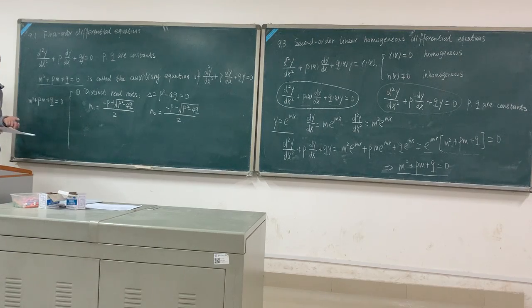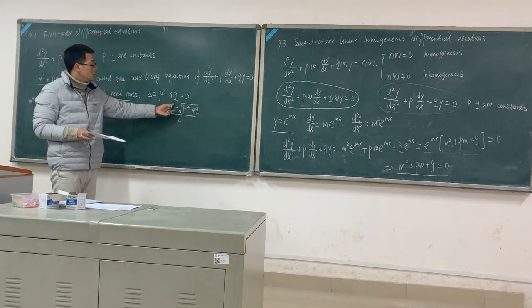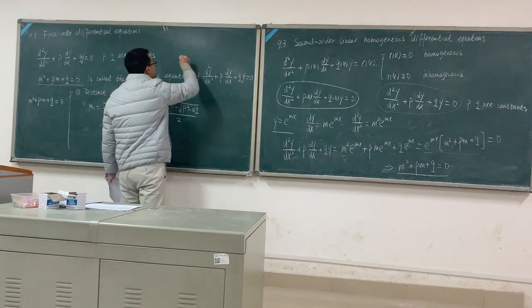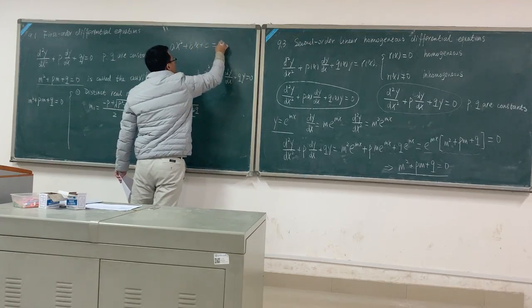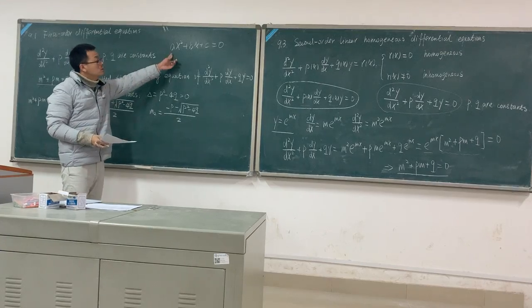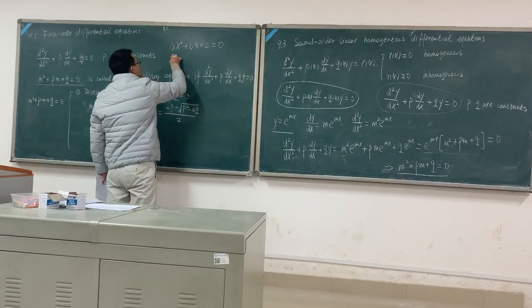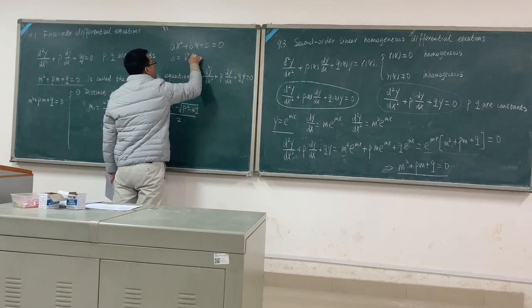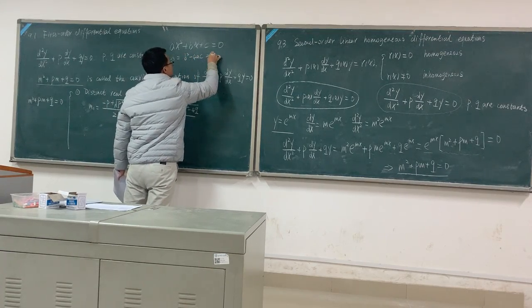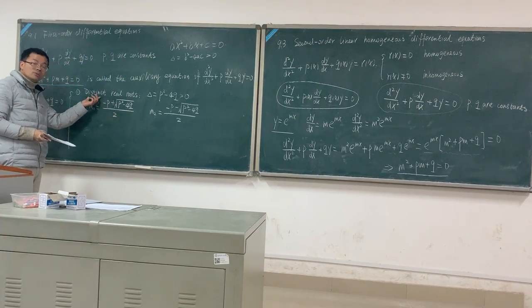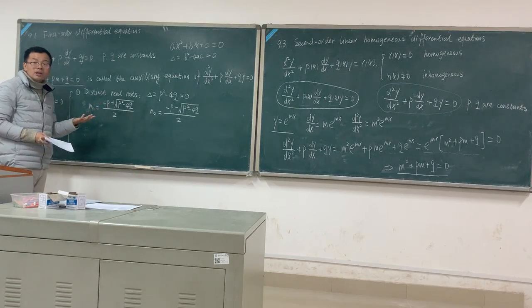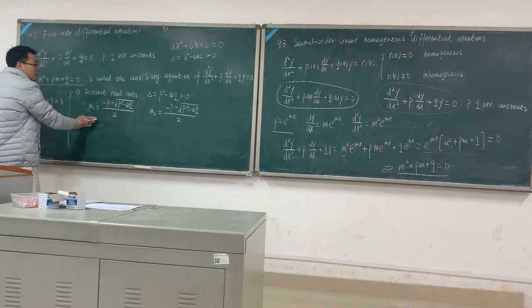So why do you get delta equal to p squared minus 4q equals 0? Here it is just for this case, ax squared plus bx plus c equals 0. The delta is b squared minus 4ac. If this is greater than 0, then we have two distinct real roots. If this delta equals 0, that is another case; this is the first case.